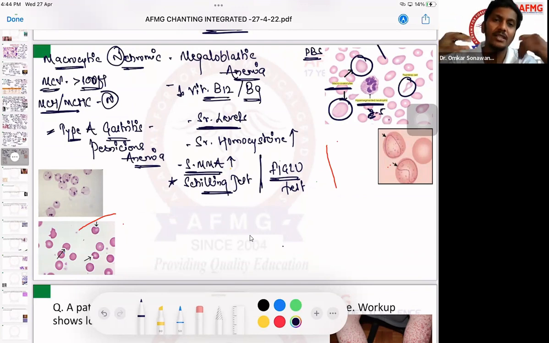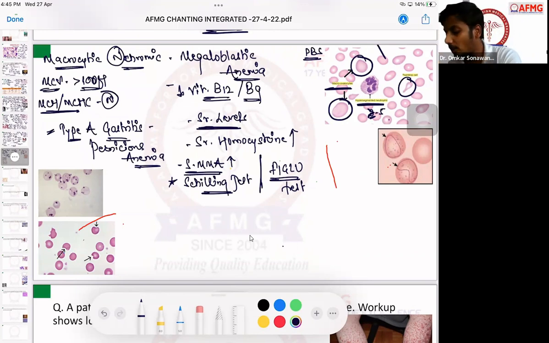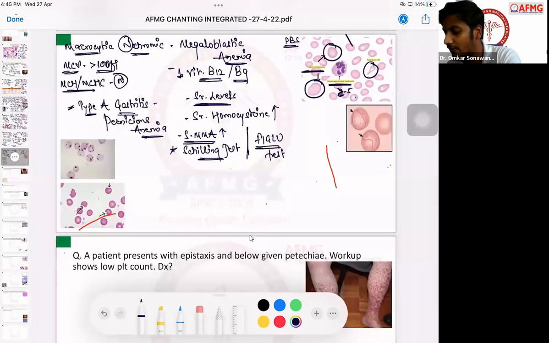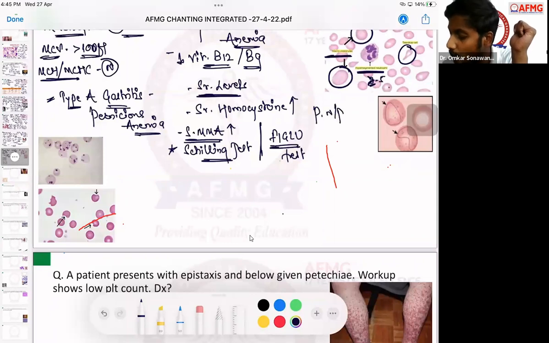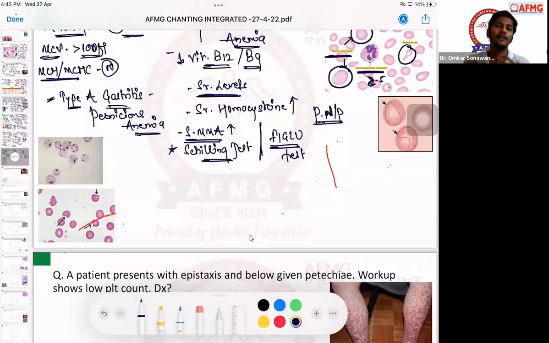Vitamin B12 is given in injectable form, subcutaneous or IM, whereas vitamin B9 is usually given in oral tablet form. But here, apart from anemia, as the patient has deficiency of vitamin B12, the patient can also have features of peripheral neuropathy. There can be neurological symptoms like tingling, numbness, sensation loss, and paresthesias. Peripheral neuropathy symptoms are also seen due to deficiency of vitamin B12.